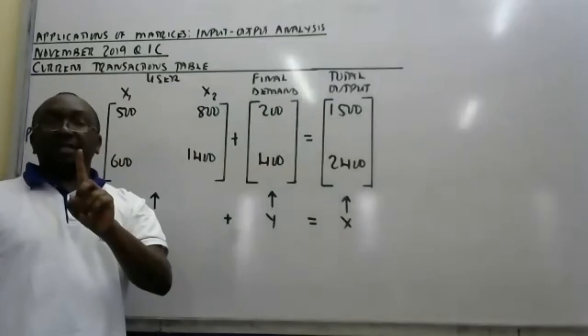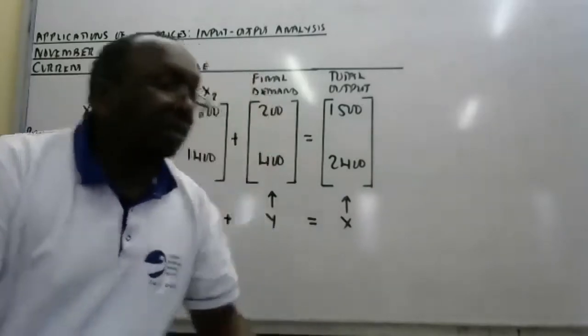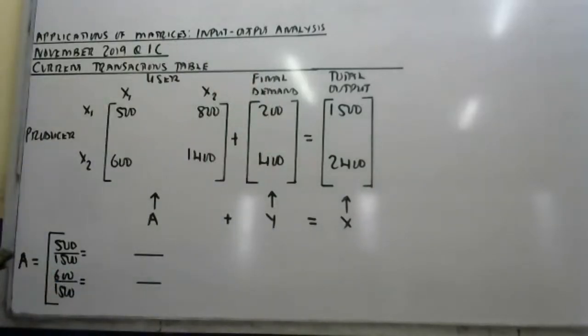So we now want to express it per unit. So per unit, you say it is 500, you divide by 1500. Then this one, it is 600, you divide by 1500. So if we take the calc, it will be 500 divided by 1500. That gives us 0.33. Then 600 divided by 1500 is 0.40.